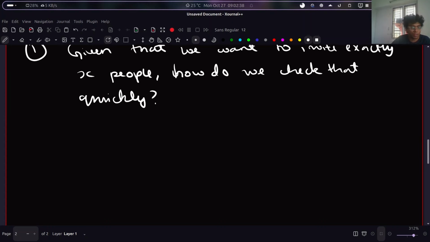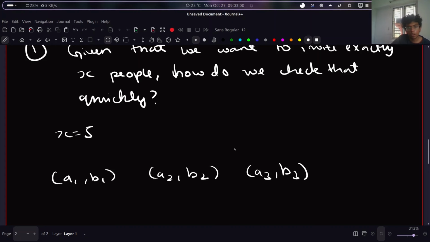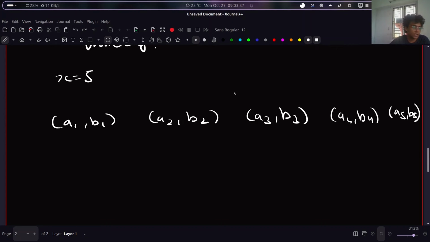Okay, if we invite x people, then let's say these x people are x1, x2, x3, x4. Let's say x is equal to 5, so we're inviting 5 people, and we can write them as a1 b1, a2 b2, a3 b3, a4 b4, a5 b5. This is going to be the first person in your solution if there exists an optimal solution. So what are the conditions he needs to satisfy?